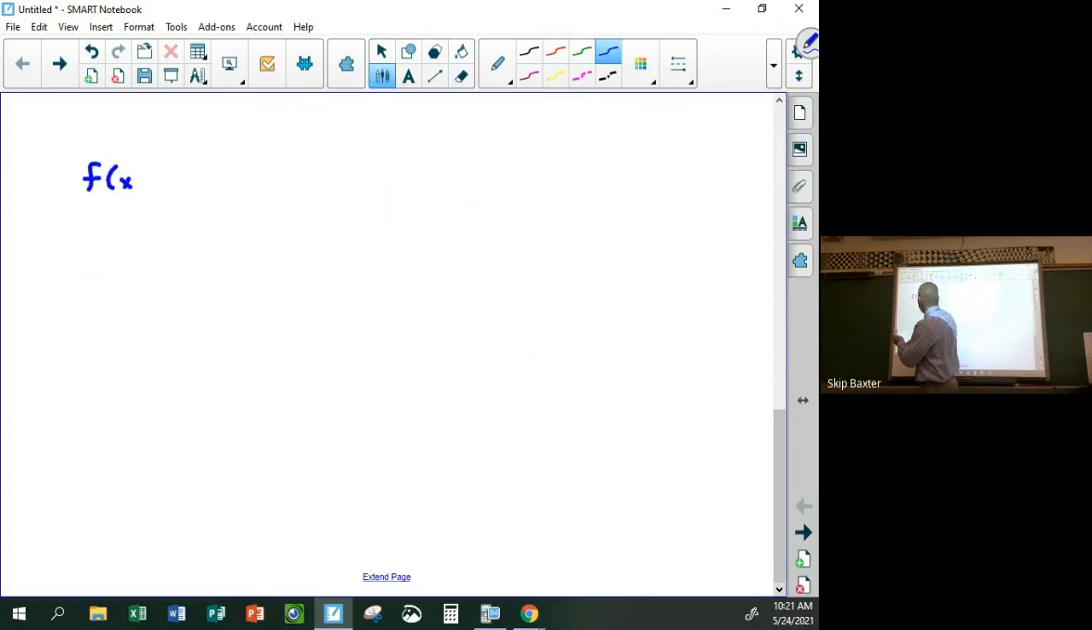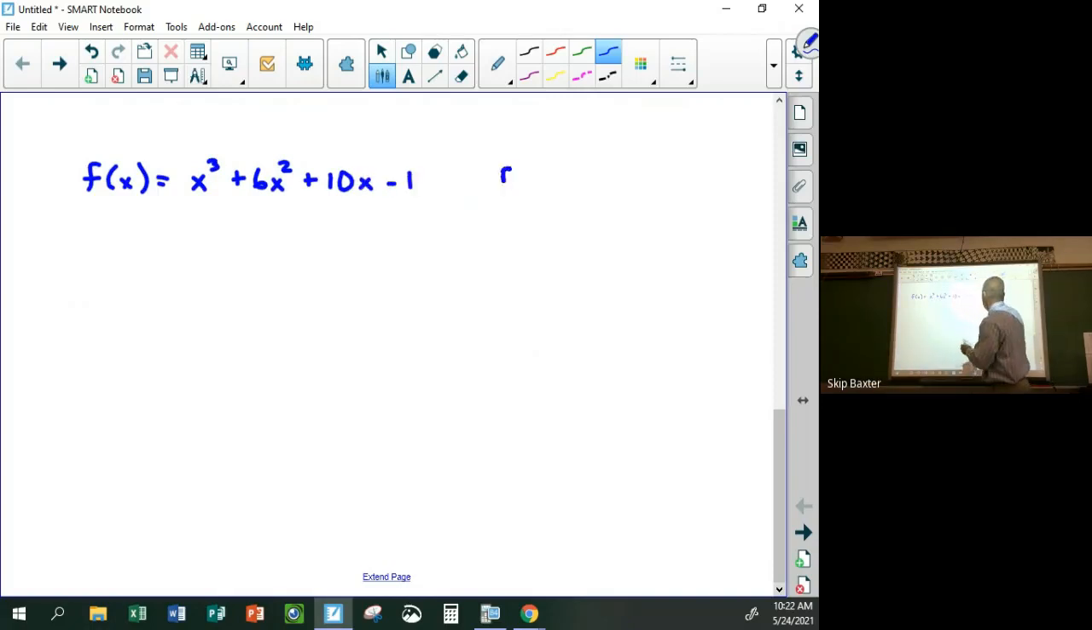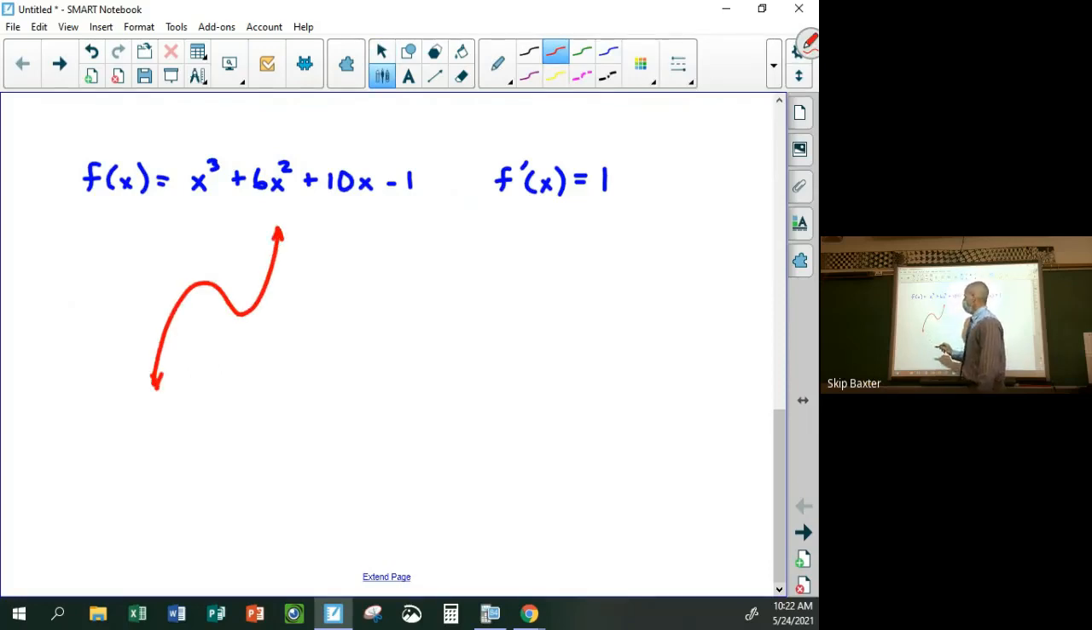Suppose you have f of x equals x cubed plus 6x squared plus 10x minus 1, and f prime of x equals 1. So we know what cubic functions look like generally. They kind of look like this. So doesn't it make sense that we might get two answers at which f prime is 1? Like maybe there's a point here where the derivative is 1, and there might be a point over here where the derivative is 1, right? So it's possible that you might have more than one point where the derivative is a certain value.